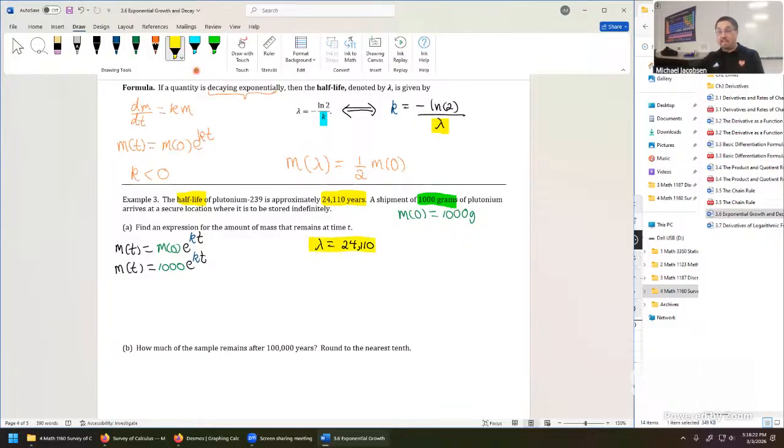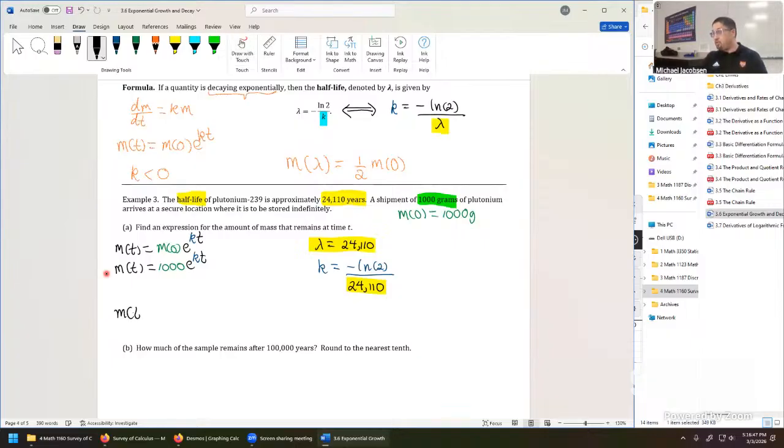Once we know that lambda value, our work is essentially done. We know the value for k as well. This tells us k equals negative natural log 2 divided by half-life at 24,110. So we're done with that. We can just plug it right back into k. We're on our way with this problem.